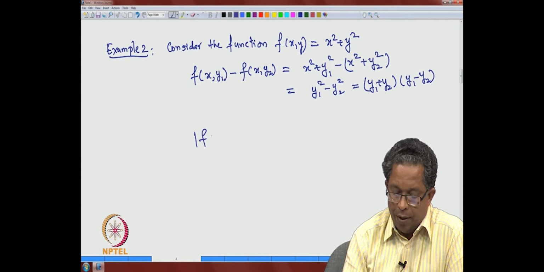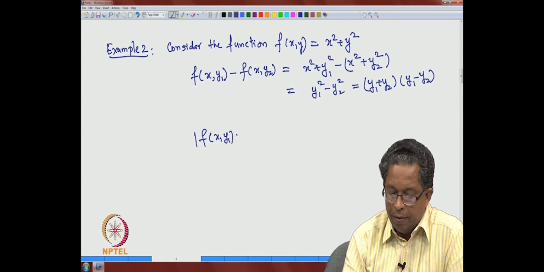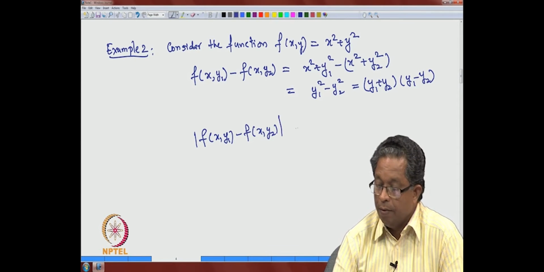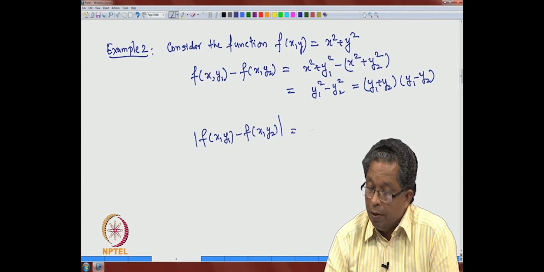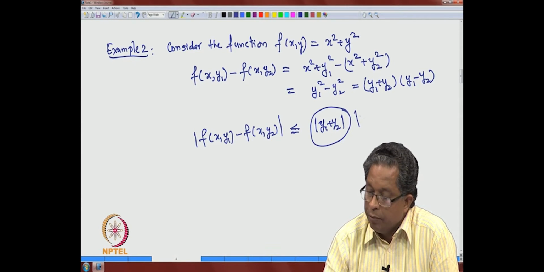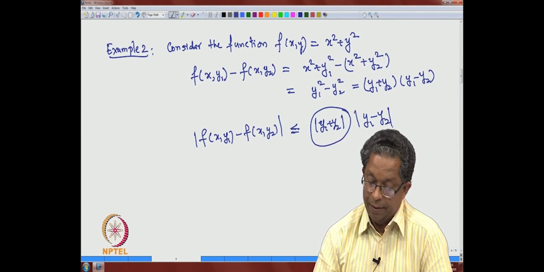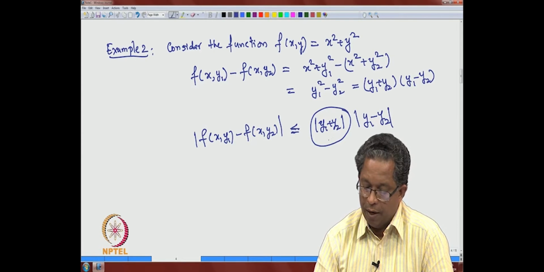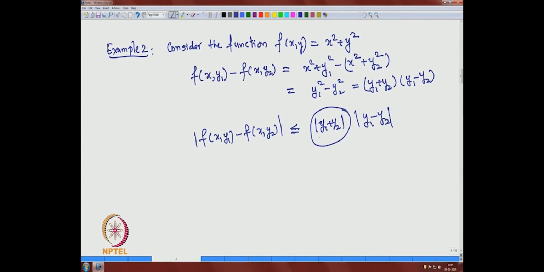So therefore the modulus of f of x y1 minus f of x y2 is less than or equal to modulus of y1 plus y2, if we can bound it, times modulus of y1 minus y2. So we know that this quantity y1 plus y2, as long as these points are arbitrarily varying in all of R2, is not bounded.